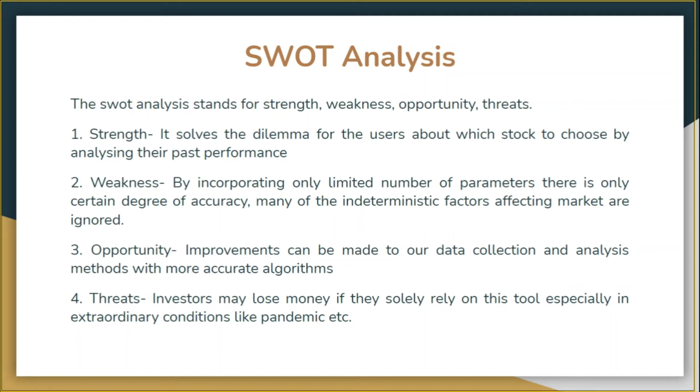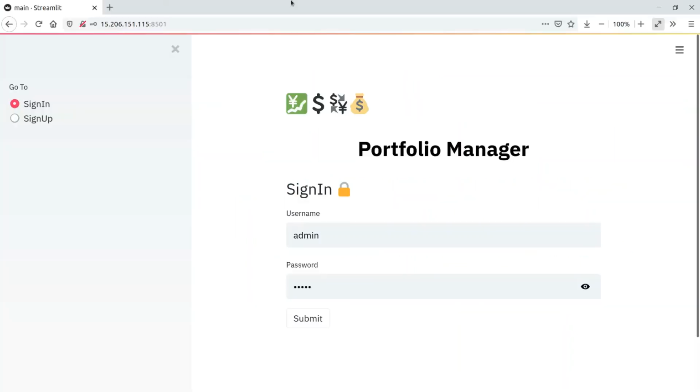past performance. Coming to weakness, since we have incorporated only a limited number of parameters, there is only a certain degree of accuracy. Also, many of the indeterministic factors affecting markets are ignored. Third is opportunity. Improvements can be made to our data collection and analysis method with more accurate algorithms. And lastly, for threats, investors may lose money if they solely rely on this tool, especially in extraordinary conditions like pandemic.